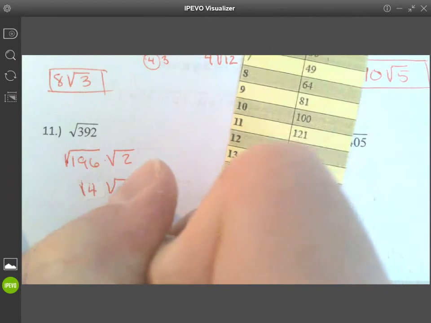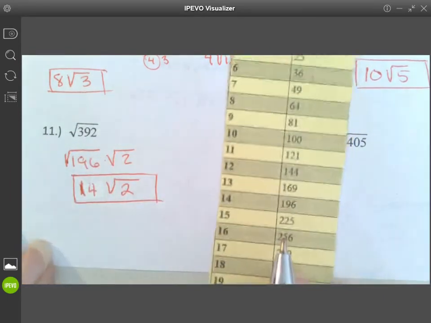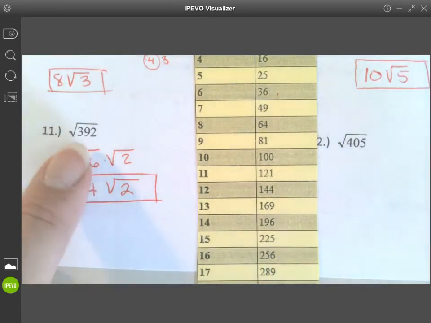14 square root 2. I hope you're seeing the point of why I asked you to write down your list of perfect squares. I'm not worried about what divides into 392 unless it's a perfect square. That's all I'm interested in, okay?